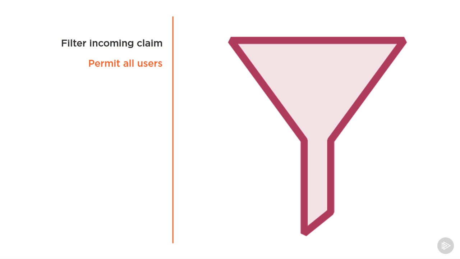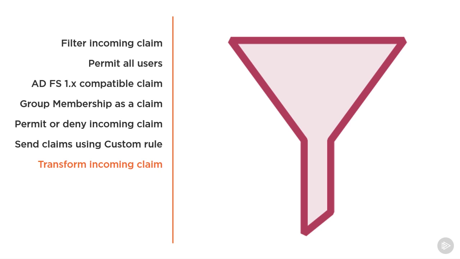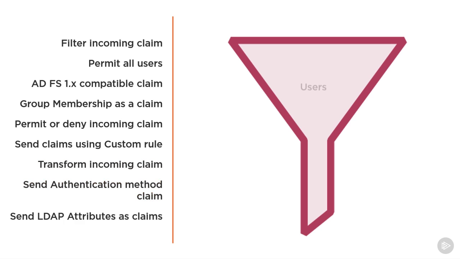So a few of these to be aware of: filter incoming claims, permit all users if we don't want to restrict anyone or have any filtering, ADFS 1.x compatible claim, group membership as a claim, permit or deny incoming claim, send claims using custom rule, transfer incoming claim, send authentication method claim, and then send LDAP attributes as claims. So all of these can be used as options when we're trying to configure and manage our claims rules.